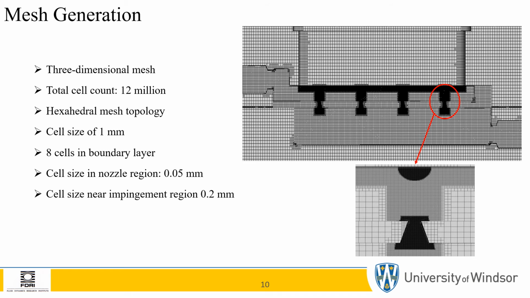The hexahedral mesh consisted of around 12 million cells in total, and this was the final grid. The mesh was refined particularly within the nozzles to capture large pressure gradients and within the impingement surface to capture large velocity gradients, as well as to capture the full characteristics of the wall jet region.